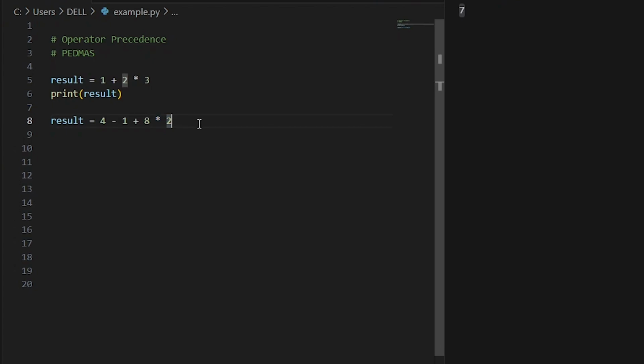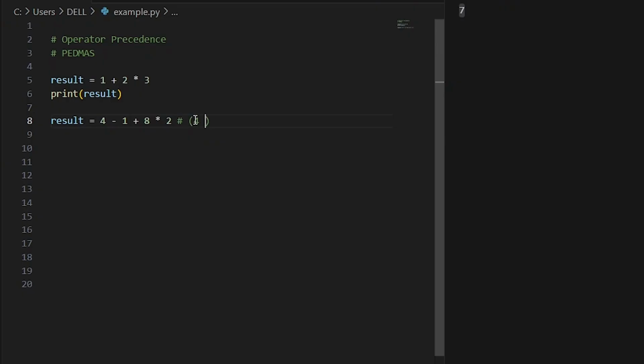But this is wrong as well, because we follow the PEDMAS rule when evaluating arithmetic operations. And here we have multiplication, so we're going to perform multiplication before every other operation. 8 times 2 is 16. So this is going to give us an expression like this.